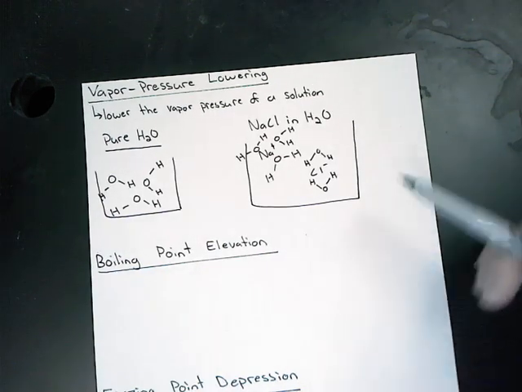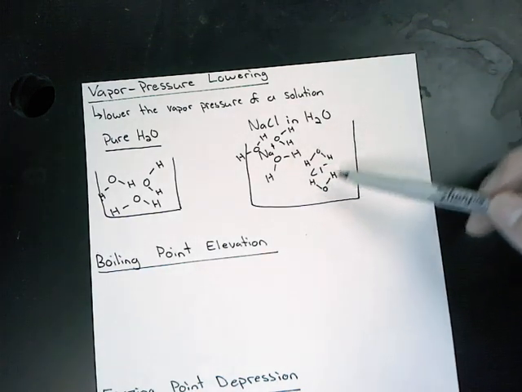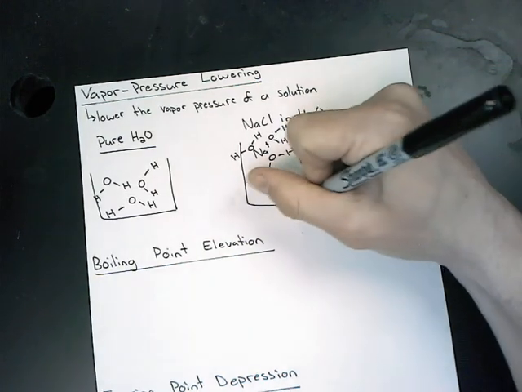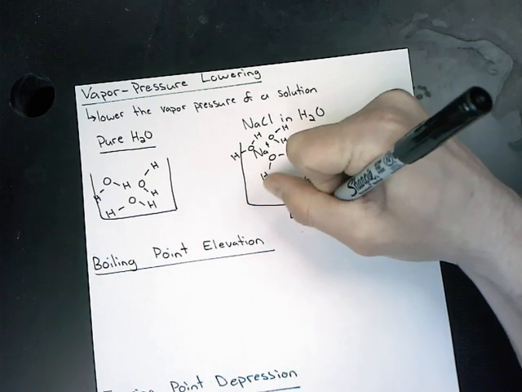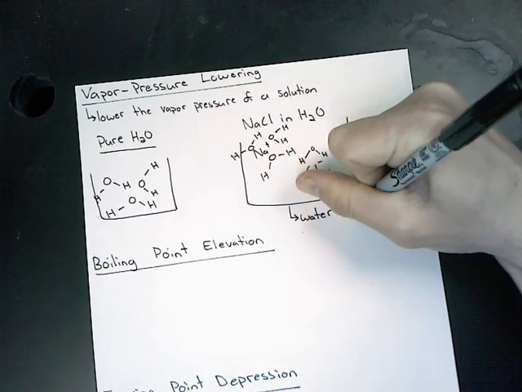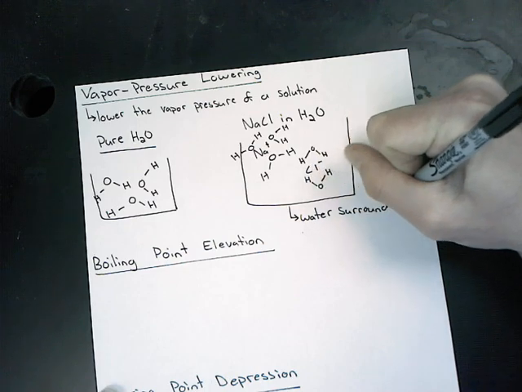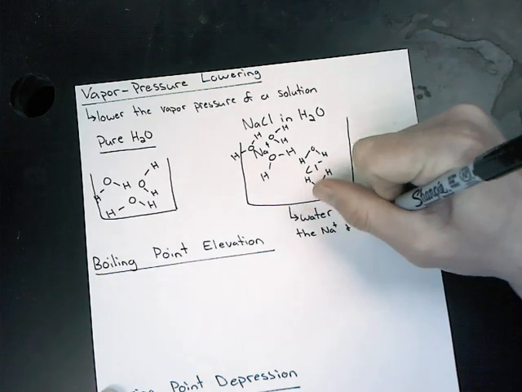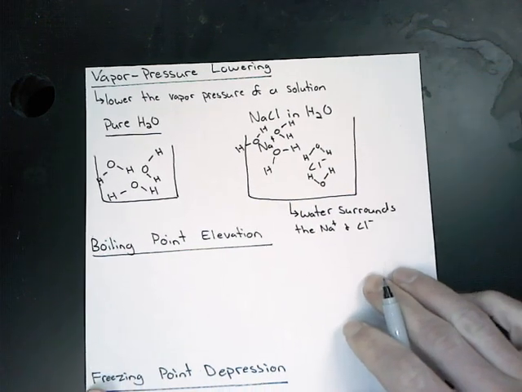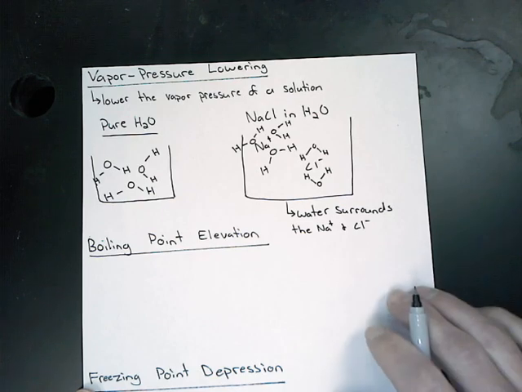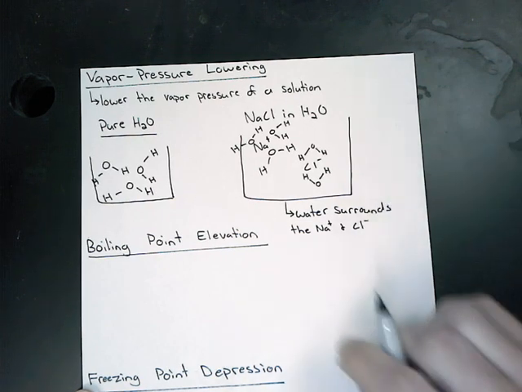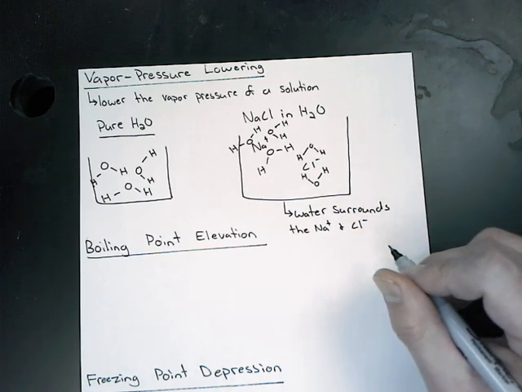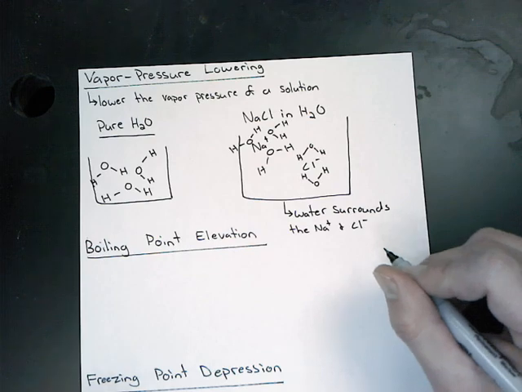So a couple of things here occur differently or cause the vapor pressure to lower on this sodium chloride solution here on the right. So number one, the water surrounds the Na+ and Cl-. What this does, by the water completely surrounding the Na+ and the Cl-, is it does not allow for as much H2O to become a vapor.